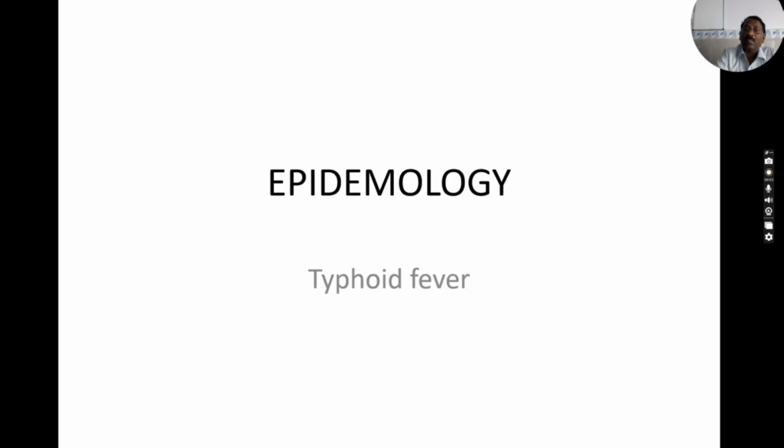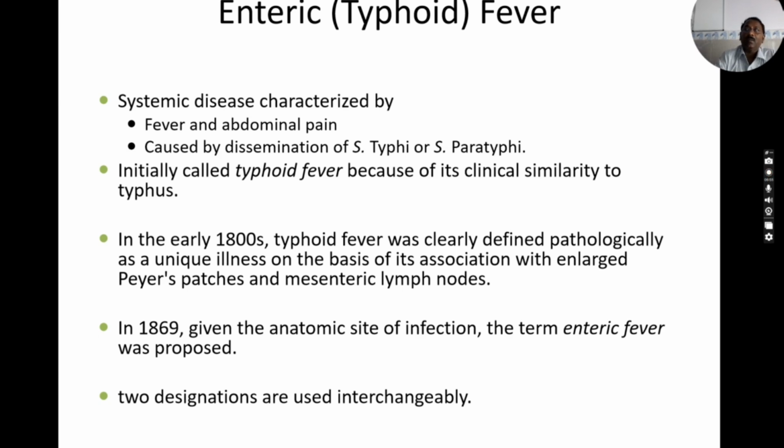Now a few words on the epidemiology. As I told you, it is no more a localized disease; it is a systemic disease characterized by fever and abdominal pain. That is the reason we consider this enteric fever. Enteric means gastrointestinal. These people will have abdominal pain, though not all of them. Maybe 30 to 40% of typhoid fevers have abdominal pain caused by dissemination of the typhi or the paratyphi in the Peyer's patches, etc.